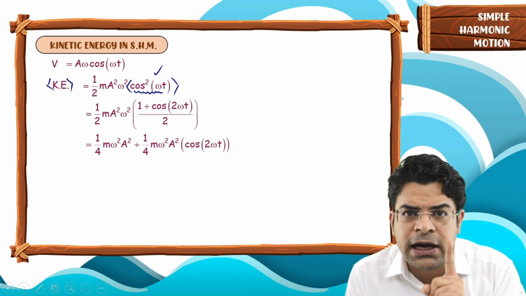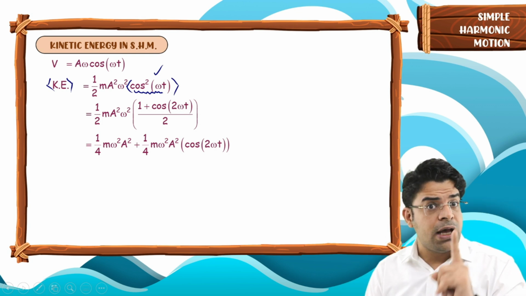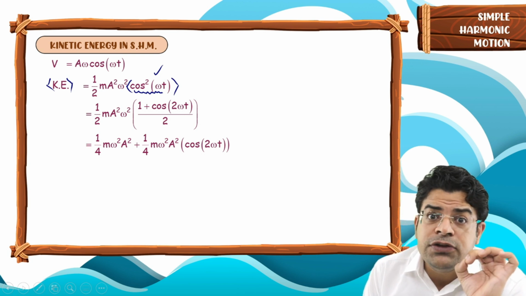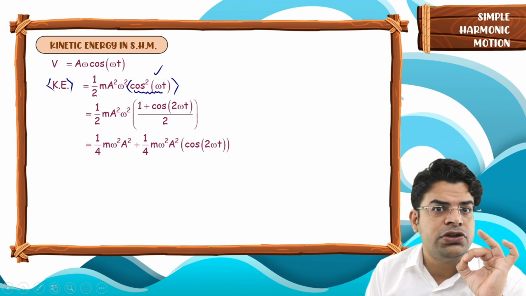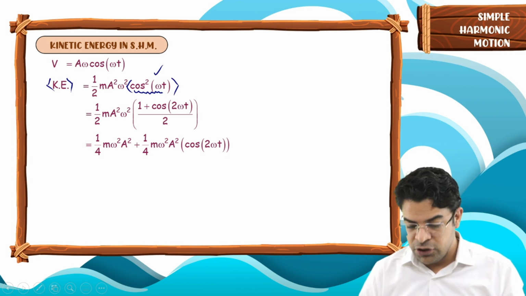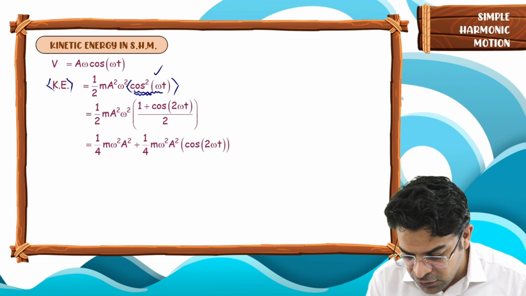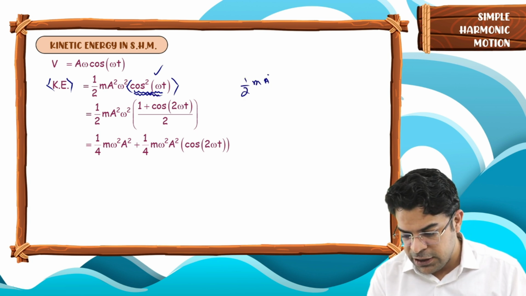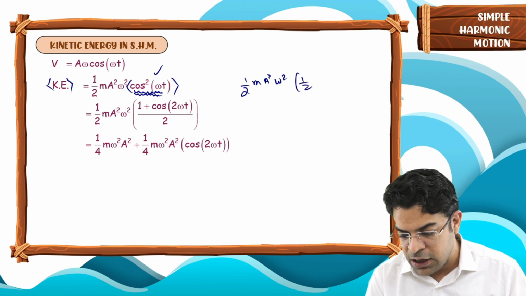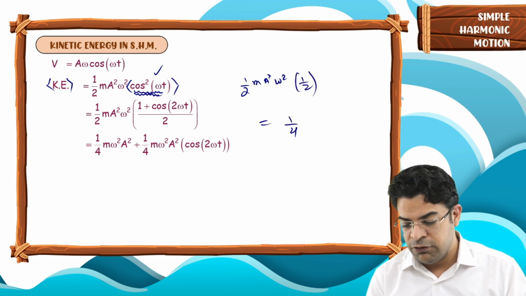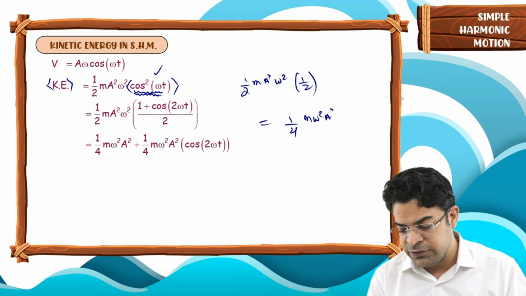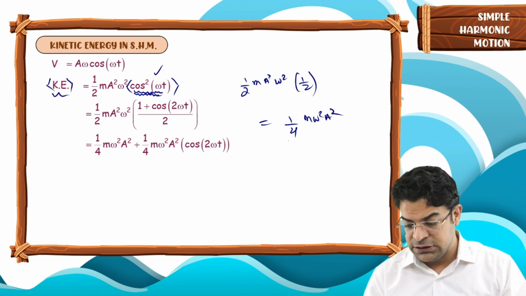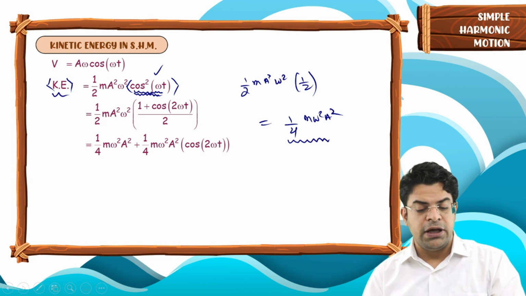So remember that the average value of sine theta and cos theta over one complete cycle is 0. The average value of sine square theta and cos square theta over one complete cycle is half. So if you take the average value of cos square omega t, that is half. So you will get half m a square omega square into half, and this half into half gives you 1 by 4. So you can even think this way, the average value of kinetic energy over one complete cycle is 1 by 4 m omega square a square.